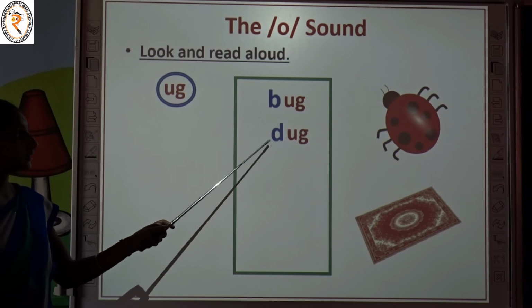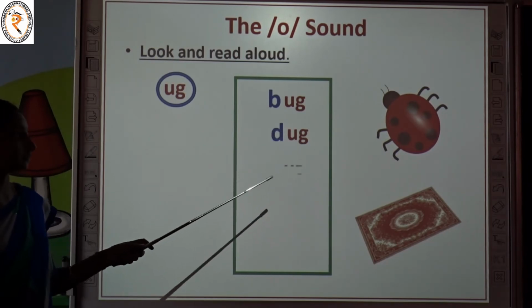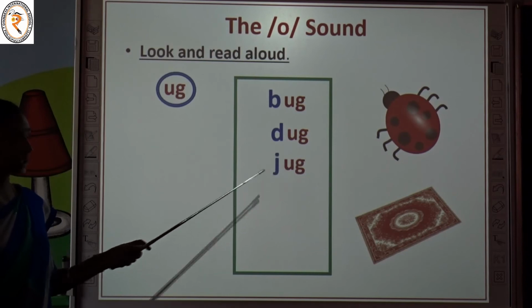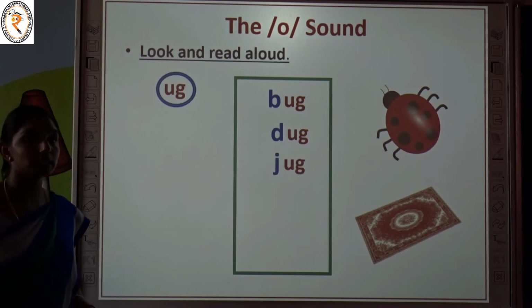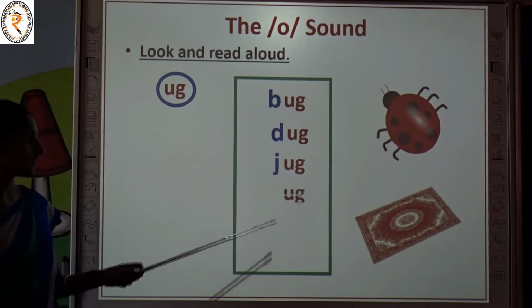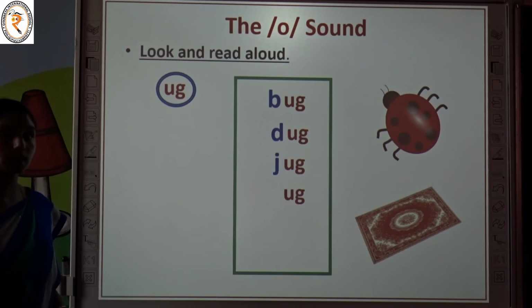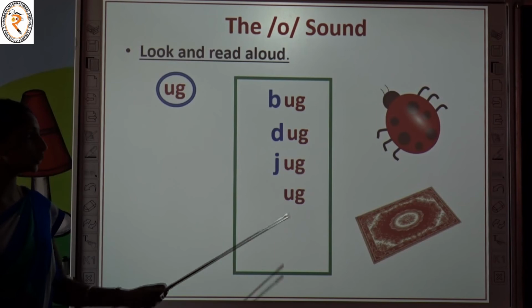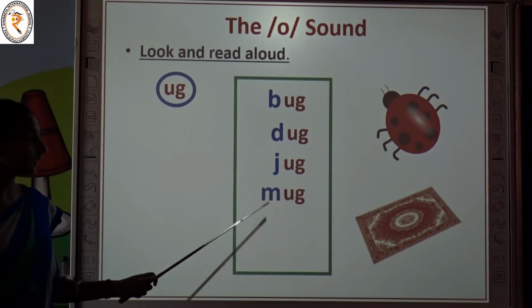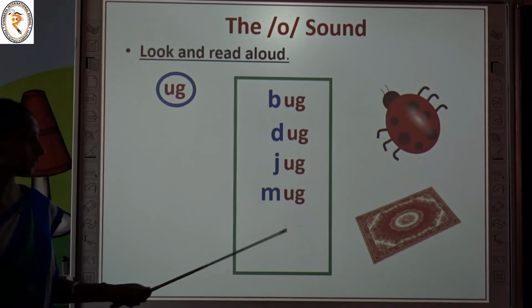Ug is there, D is added. Da plus ug, dug. Ug is there, J is added. What is the sound of the letter J? Ja. Ja plus ug, jug. How can you pronounce the letters UG together? Try yourself, children. Yes, very good. UG, ug. M is added. What is the sound of the letter M? Ma. Very good. Ma plus ug, mug.